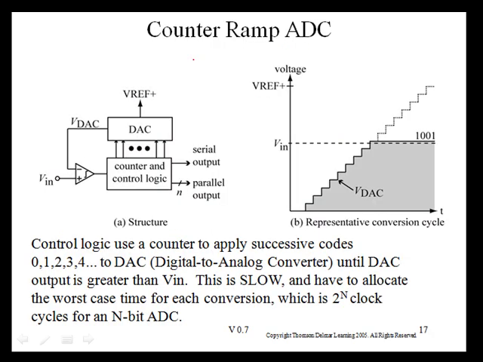So a 1-bit ADC is not very useful. We need to be able to build an N-bit ADC. So how are we going to do it? Well, there are several different approaches. Let's talk about an approach called the Counterramp ADC.